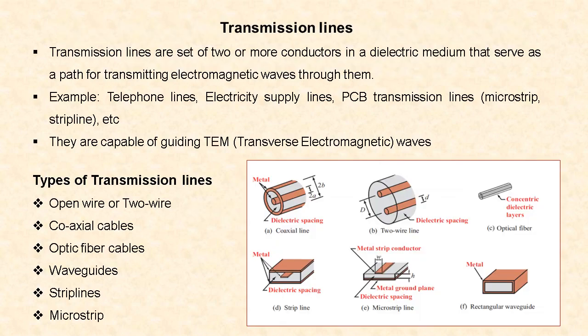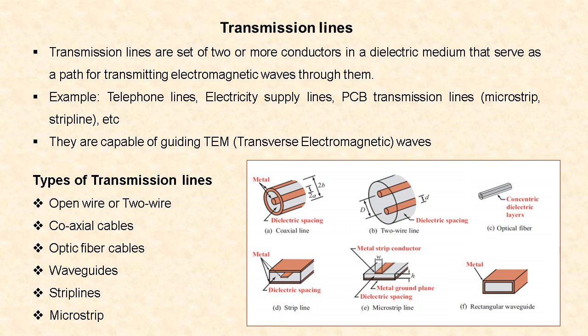In this video, we are going to see about transmission lines. Transmission lines are a set of two or more conductors in a dielectric medium that serves as a path for transmitting electromagnetic waves. Examples for transmission lines are telephone lines, electricity supply lines. PCB transmission lines include microstrips, strip lines, etc.